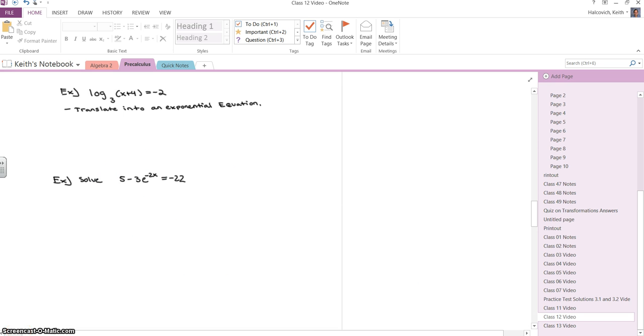So now we have a logarithmic equation. We're going to transfer it into an exponential equation in order to solve it. So first, if we have a logarithmic equation with just a log on one side and a number on the other, we translate it into an exponential. We have 3 to the negative second equals x plus 4. Well, 3 to the negative second is 1/9.